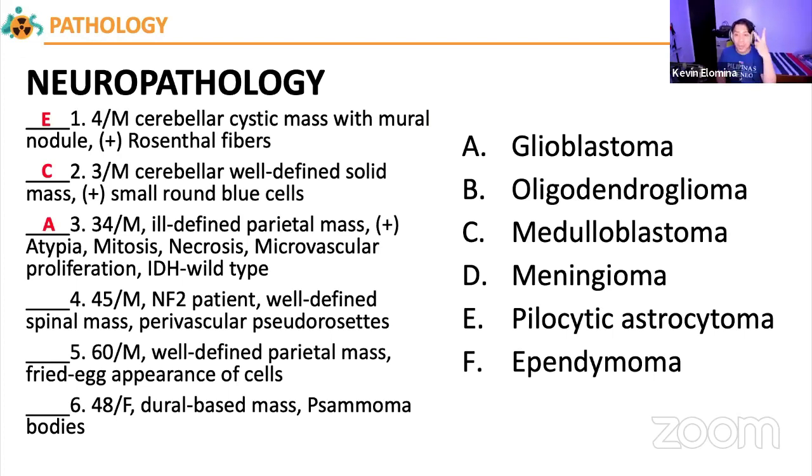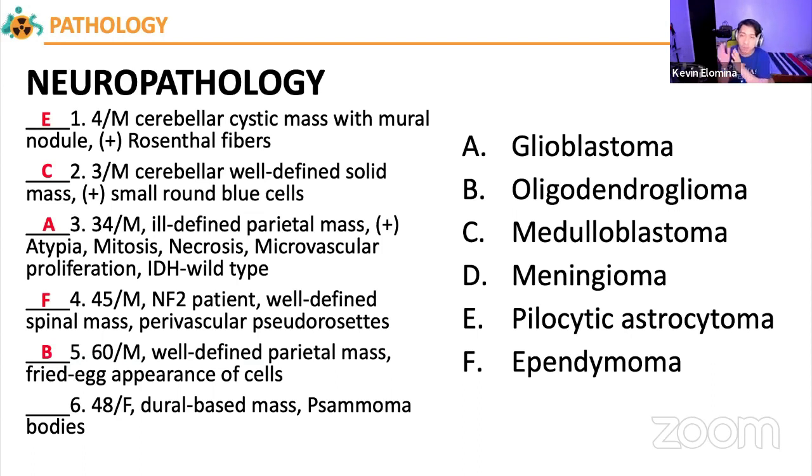Meningioma, ependymoma, di ba? Sa NF2. Okay? But this one has a spinal mass with perivascular pseudorosette. So, anong buzzword yon? That is your ependymoma. Okay? Now, next is if you have a well-defined parietal mass with a fried egg appearance, that is characteristic of your oligodendroglioma.